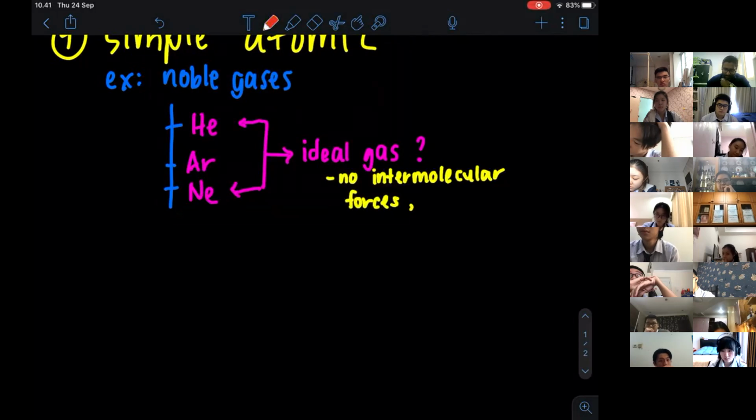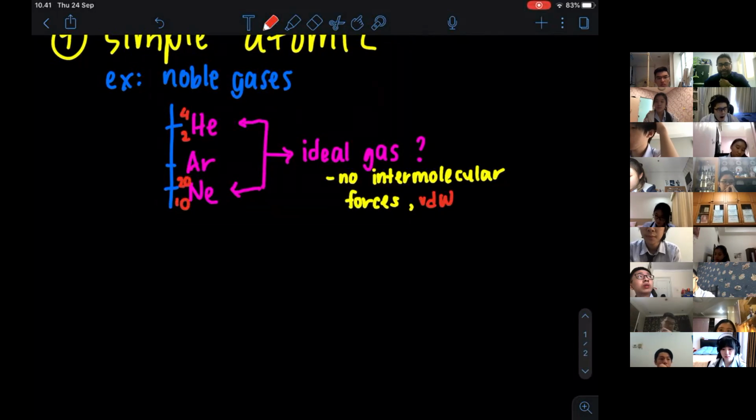Helium gas and neon. They only have van der Waals forces of attraction. If you look at helium, the number of electrons is 2, and neon is going to be 10. Again, you see there are 2 electrons in helium and only 10 electrons in neon.